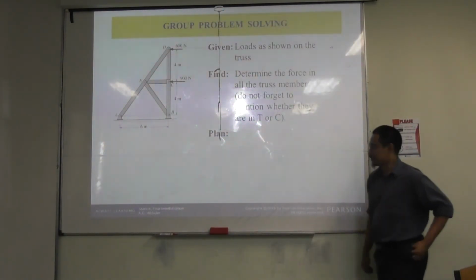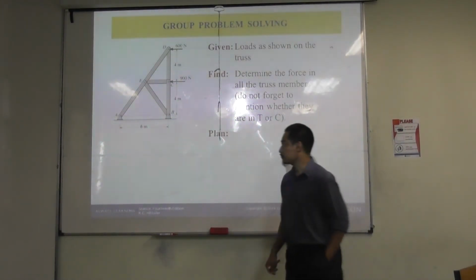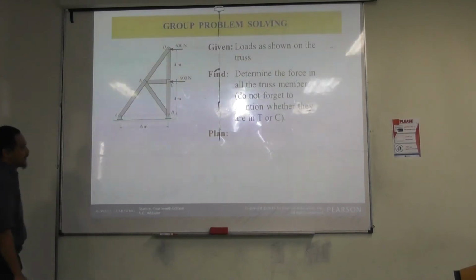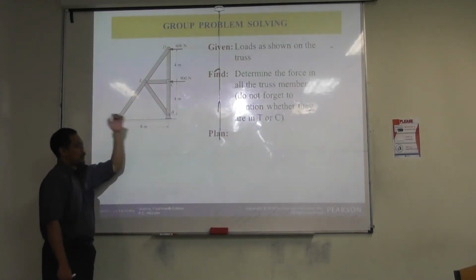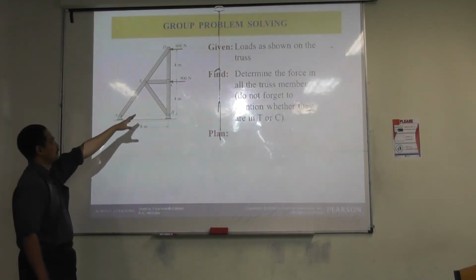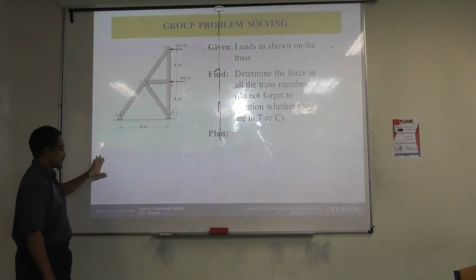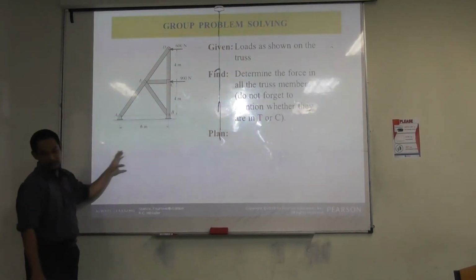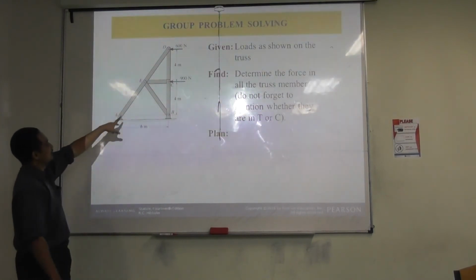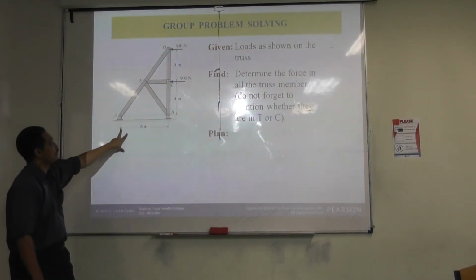Let's try with the question. Determine the force in all the truss members and do not forget to mention whether they are in tension or compression. This is a standard type of question where you have to solve everything. As I mentioned, the way I draw the sample question from, it will be much longer. How many answers do you have to provide in this question? How many members do you have?